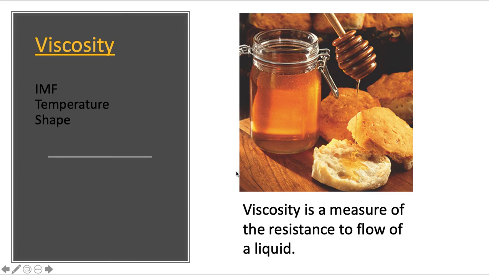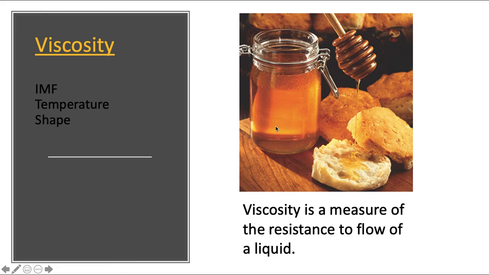If you think about how molecules flow, as you pour something, those molecules have to flow past each other. If their interaction is low, then it's easier for them to flow. But if their interaction is high, then it is harder for those molecules to slide past each other. In our example of honey and water, honey will have a higher intermolecular force than water will, and we'll see why in the next slide. And therefore, it flows slower than water. It's got a higher resistance to flow, a higher viscosity.